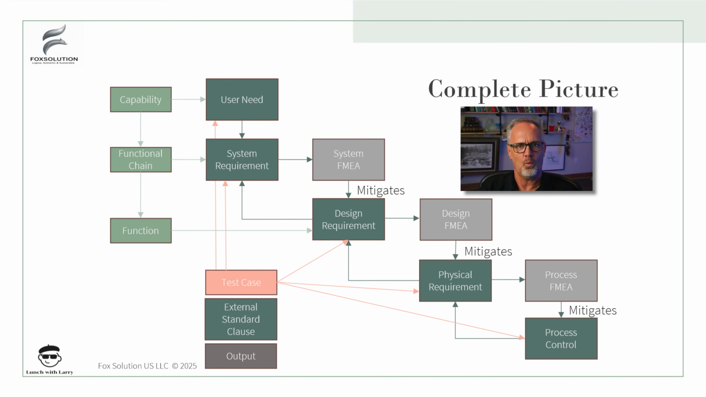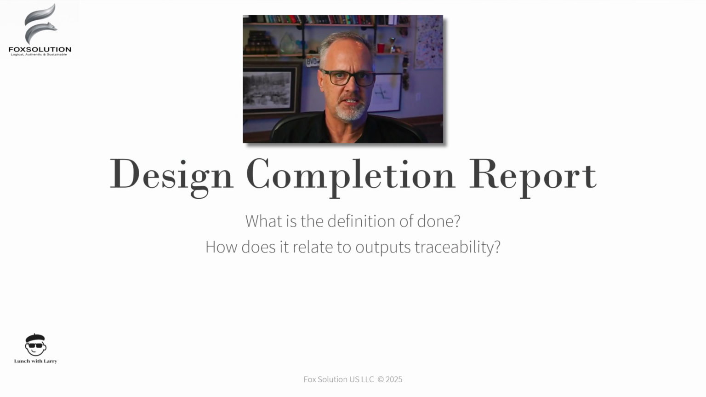What is it that we want from a reporting standpoint? Why are we even developing this design control system? I'm just going to give you one example of that, and that's the design completion report. The purpose of this is to understand what is our definition of being done with the design and how does it relate to the outputs traceability. I'm going to try to answer both of those questions.